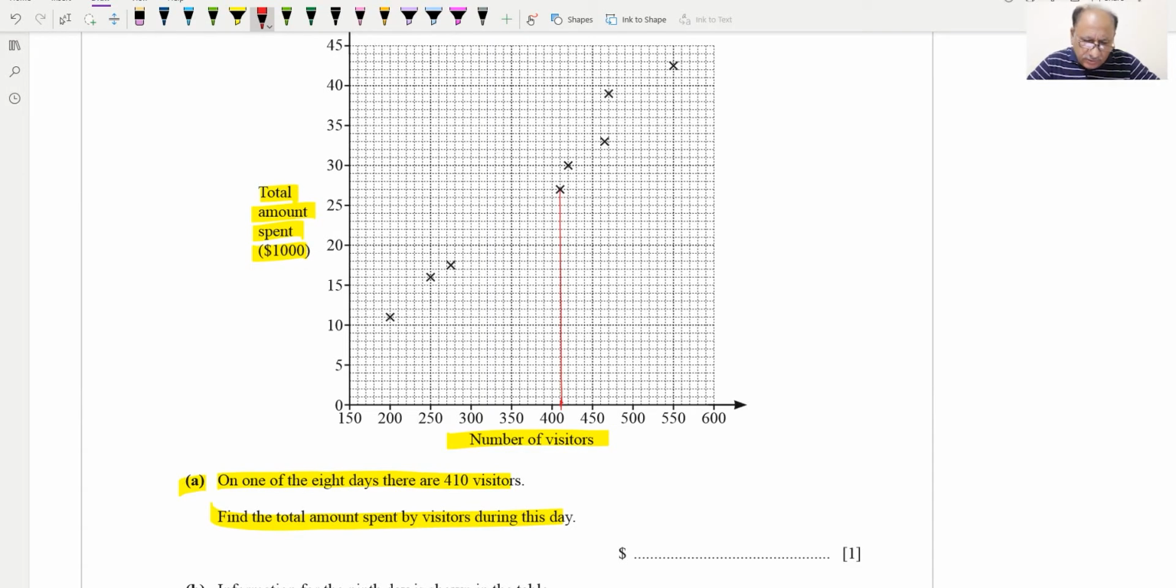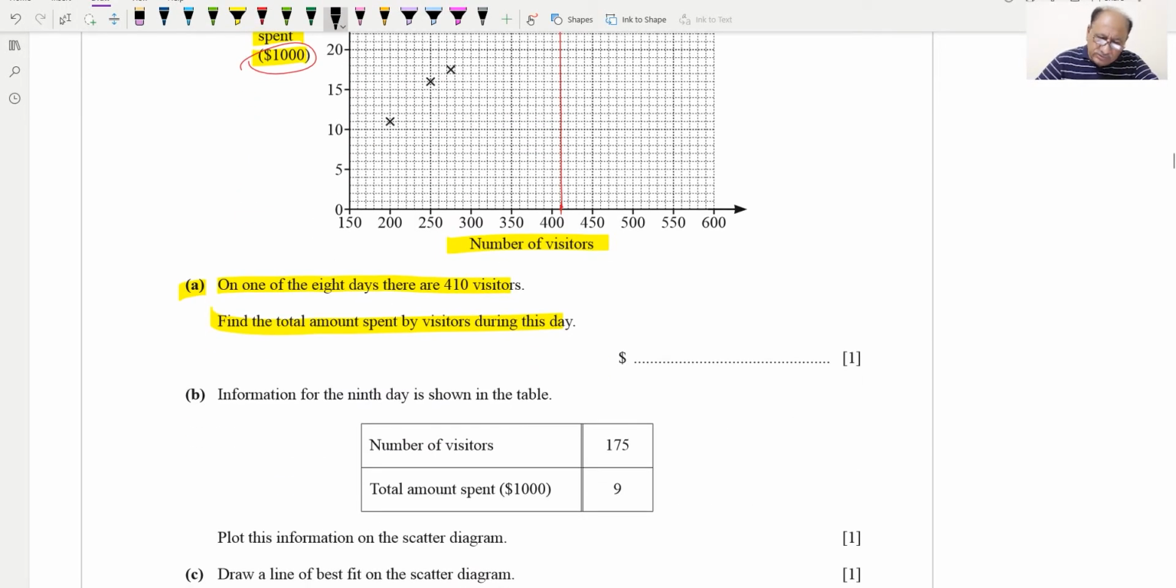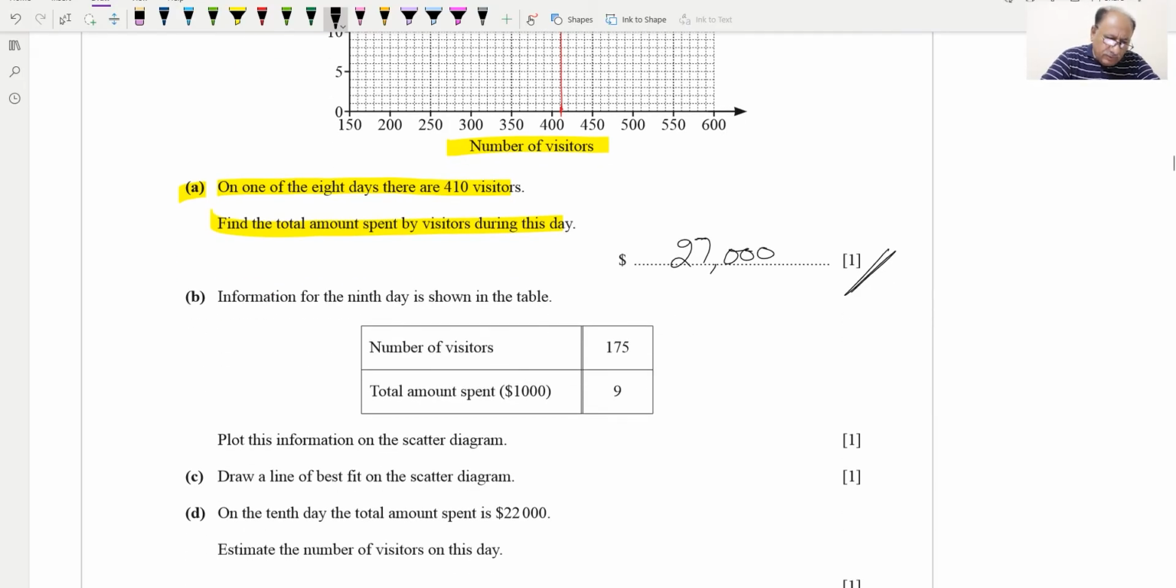So this will be the point, and on the other side if we check the reference, it is 25, 26, 27. So this will be 27 in thousands. This side is in thousands, so our answer will be 27,000. This will be a 1 mark question. This is done.